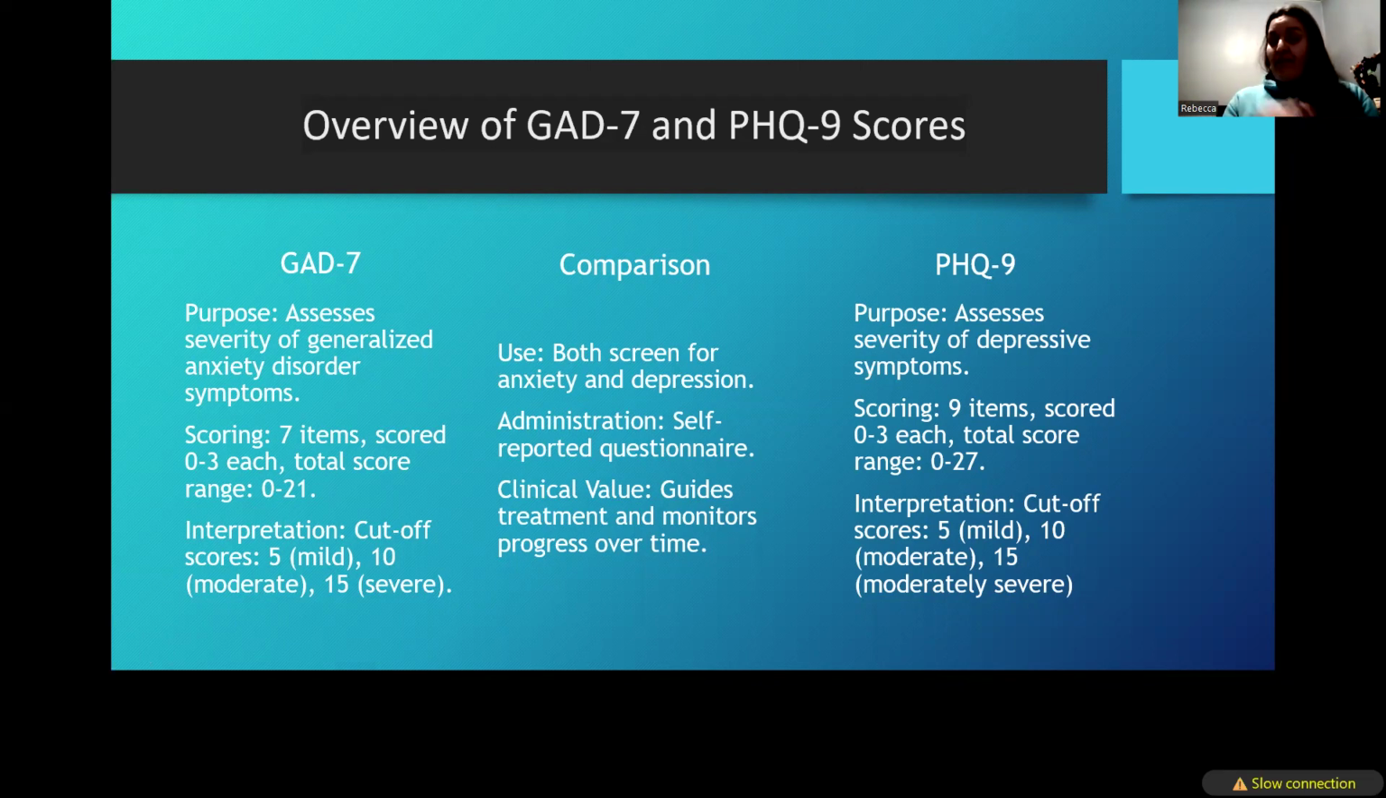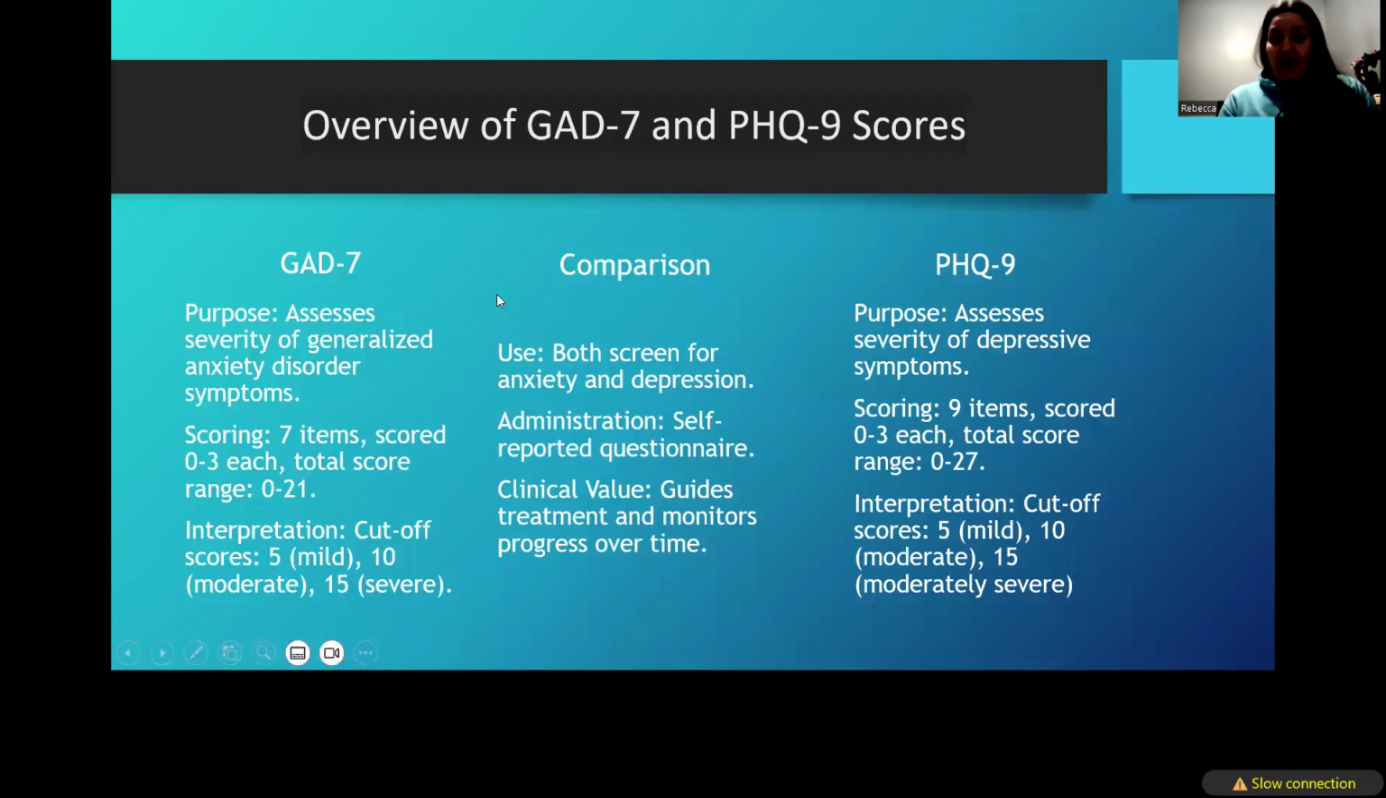PHQ-9 scores, the purpose is to assess severity of the depressive symptoms. The scoring is 9 items, scored 0 to 3, with a total score range of 0 to 27. The cutoffs for these scores is 5 mild, 10 moderate, 15 moderately severe.